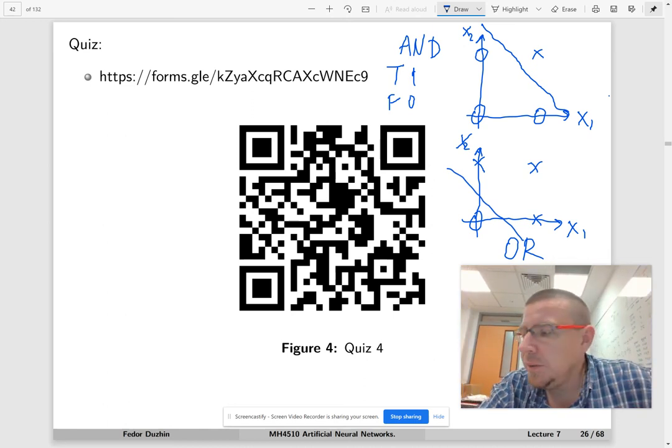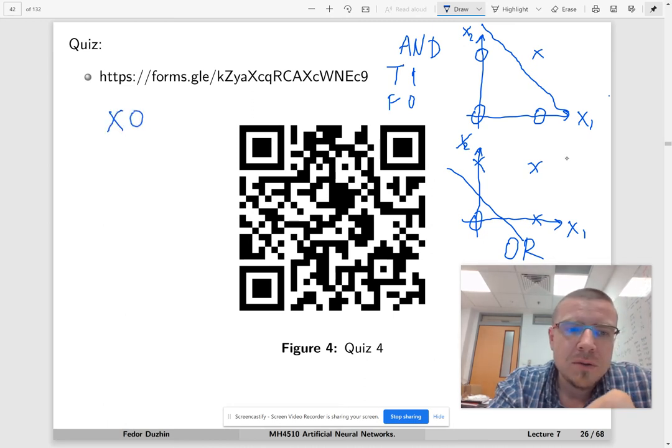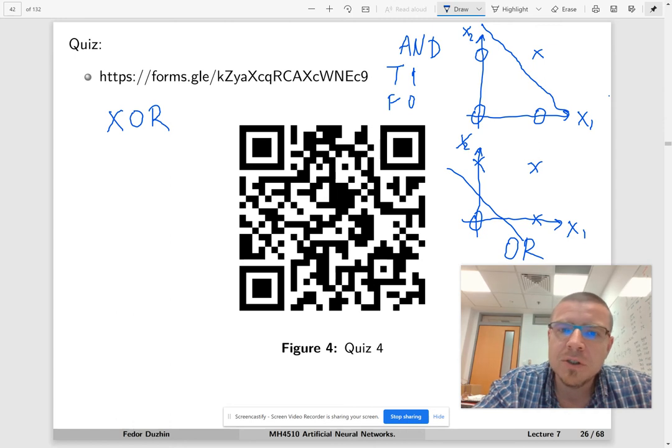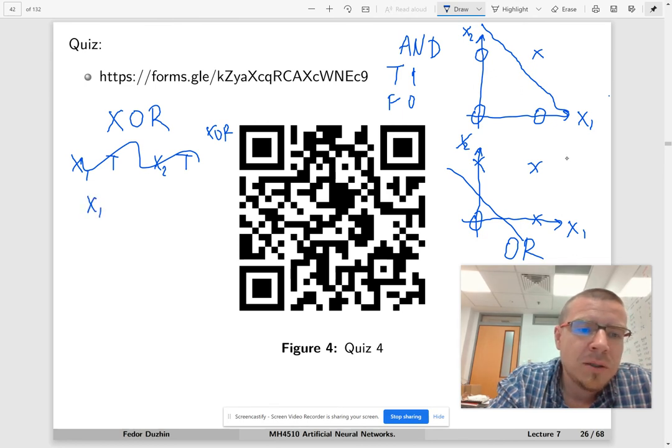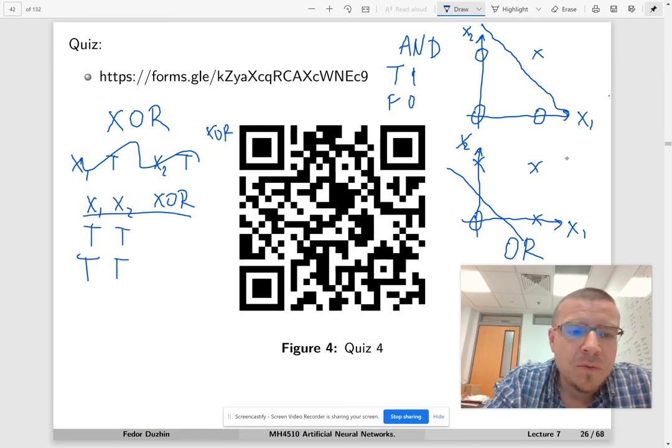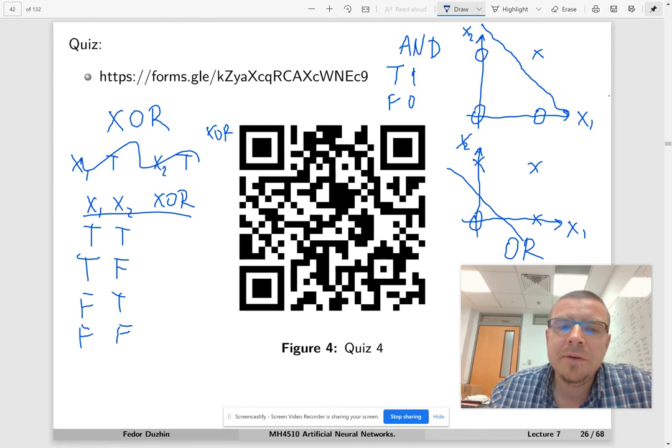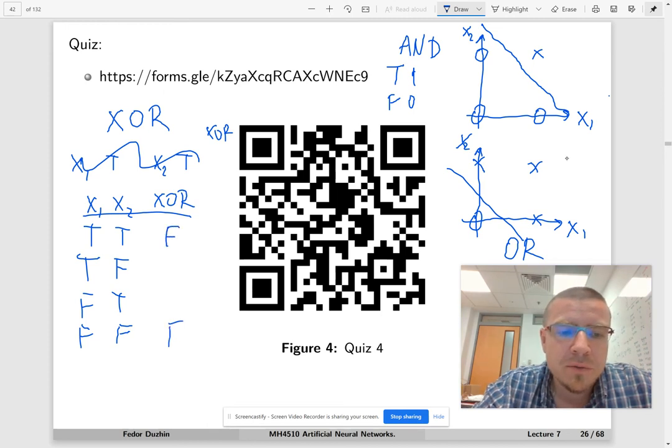But how about this function that is usually called XOR? This is the mutually exclusive OR. Let me do the truth table: x1, x2, and XOR of x1 and x2. x1 and x2 can be both true, true and false, false and true, and both false. This XOR is true only if precisely one of the two arguments is true and one is false. So for true, true it is false, and for false, false it is false, but for true, false it is true.